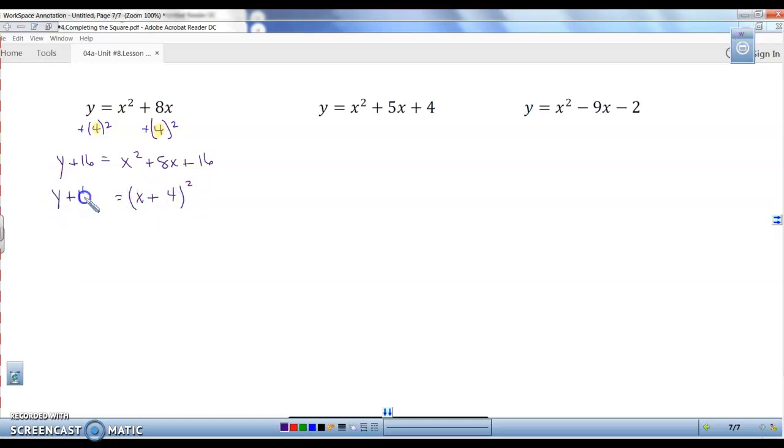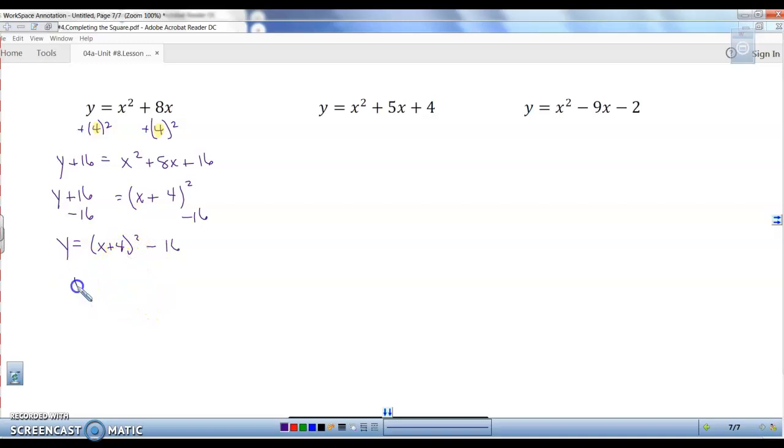You can factor this off to the side, and you're going to get x plus 4, which is x plus 4 squared. But if you know this trick, whatever you took half of the b is going to be in your perfect square trinomial. Okay, so now we have y plus 16 equals x plus 4 squared. Move the 16 to the other side. And y equals x plus 4 squared minus 16. Okay, so there is my vertex form.